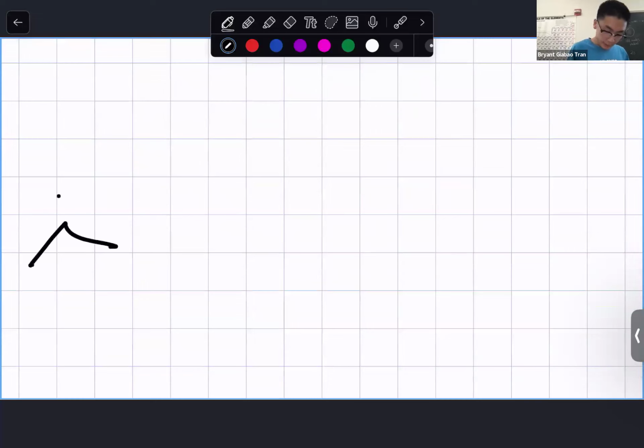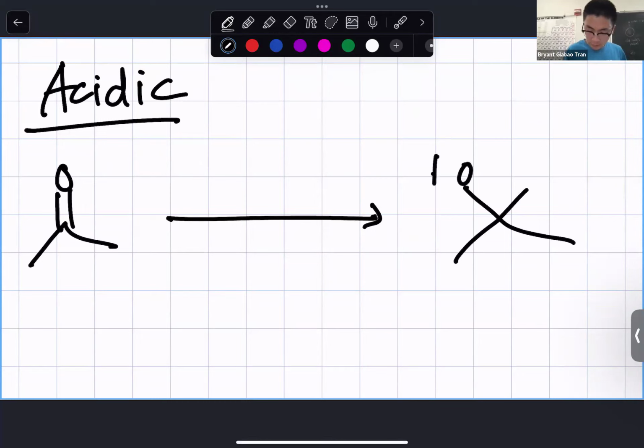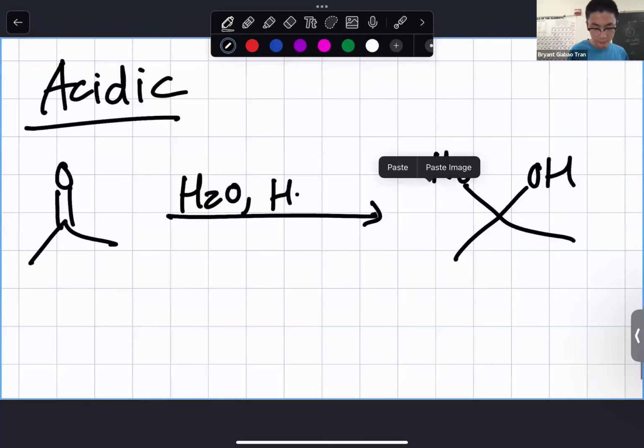We could create a geminal diol from a carbonyl in two conditions, acidic conditions and basic conditions. Let's look at the acidic conditions first, right? Where if we want to create this geminal diol from this carbonyl, we could use water and some kind of acid, like let's say H2SO4. It could be H3O plus as well.